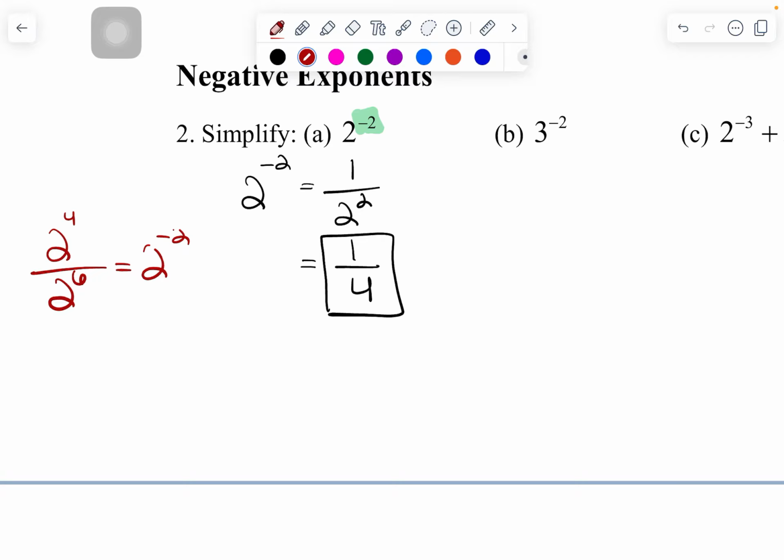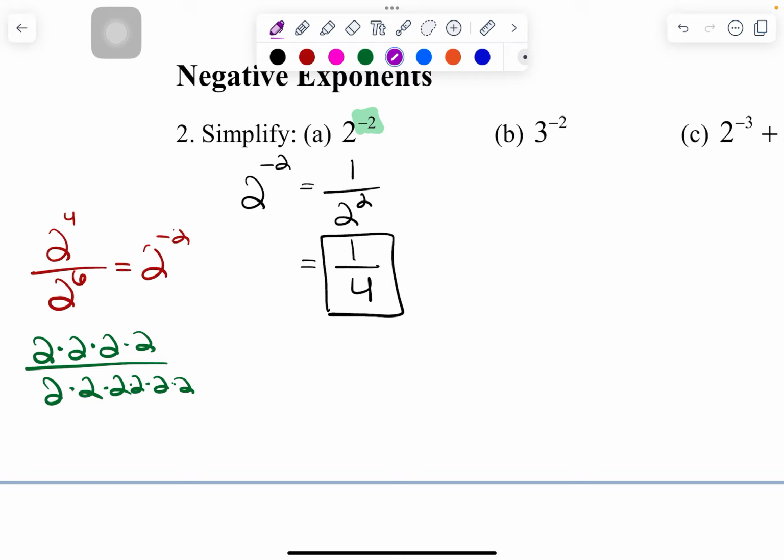There are multiple ways to do this. Another way is if I were to write out 2 to the 4th, that's 2 times 2 times 2 times 2. 2 to the 6th is 2 times 2 times 2 times 2 times, did I get enough 2s? Nope, there's another one. I had to make sure I got them all. This is all multiplication and division, so I can look to cancel things out. This 2 cancels out that 2, 1s are left over. That 2 cancels out that 2, 1s are left over. I can cancel out that 2, 1s are left over. And that 2 cancels out, 1s are left over.